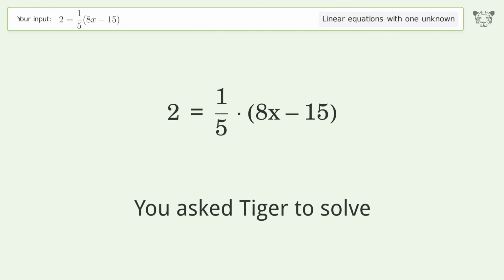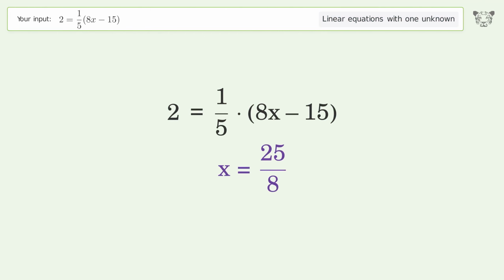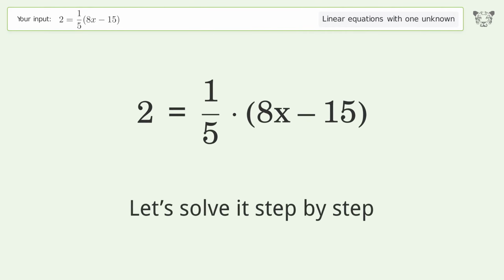You ask Tiger to solve. This deals with linear equations with one unknown. The final result is x equals 25/8. Let's solve it step by step.